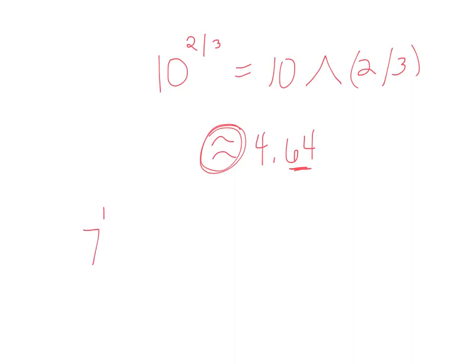So let's do one more. If we had 7 to the 1/4 power, we just do 7 caret 1 divided by 4. Maybe need parentheses around those, just depends. And we would approximate that to 2 decimals, so 1.63.